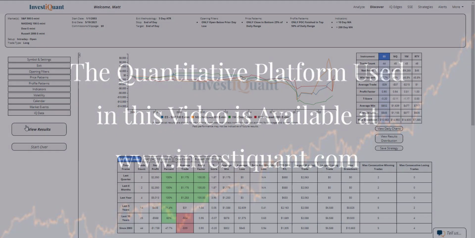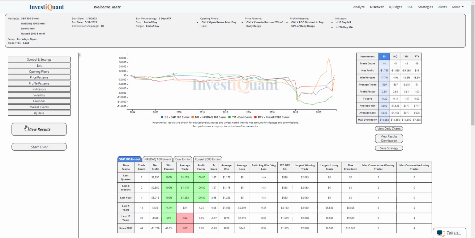And here we go. These are the results based upon entering the market long at 9:30 a.m. Eastern Time, exiting at the close of regular trading hours, which is 4:15 p.m. Eastern Time, when you open below the prior day low and the prior day closed in the bottom 25% of its intraday range. However, the point of control was in the top half of its intraday range. This has taken place below a 10-day simple moving average, but above a 200-day simple moving average.